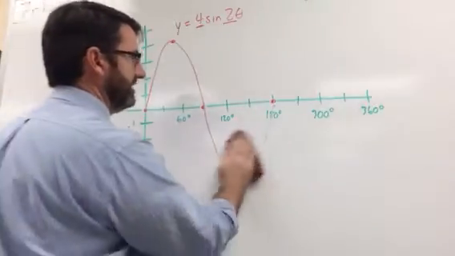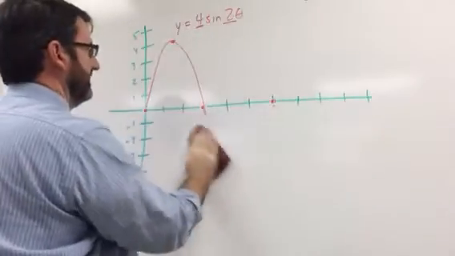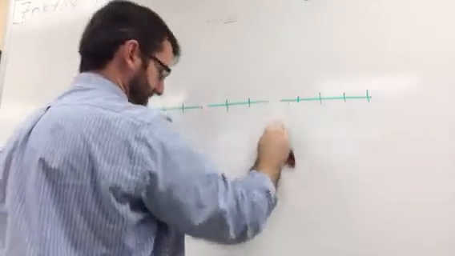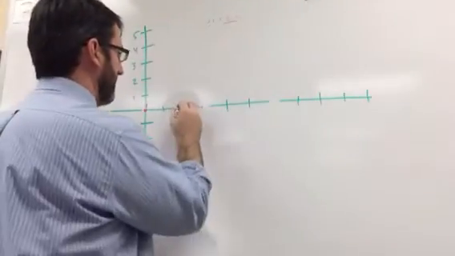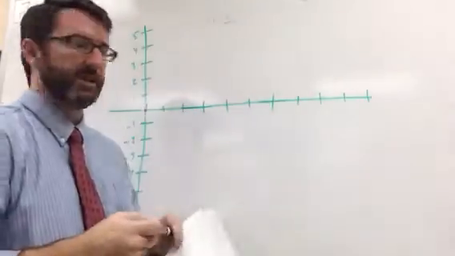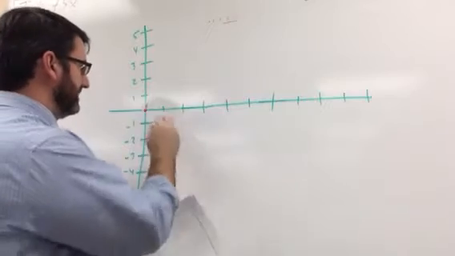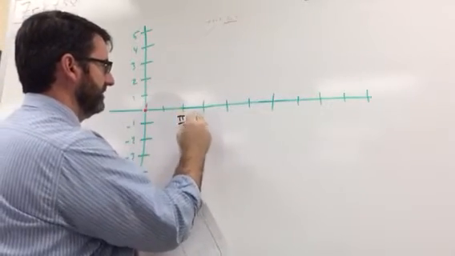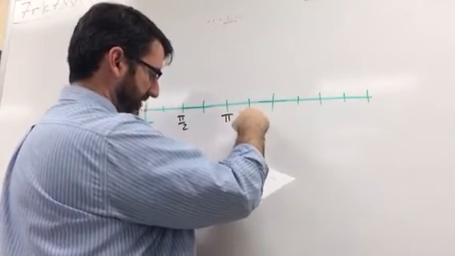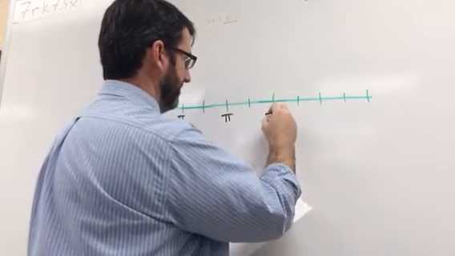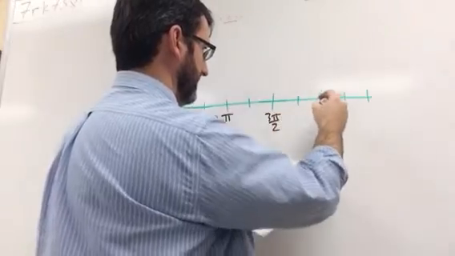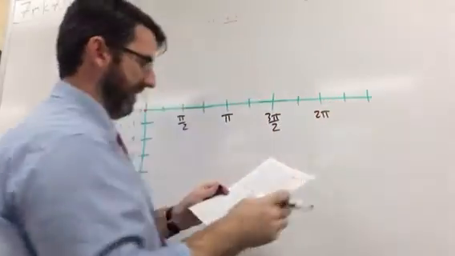All right, number 3 is in radians. So let me erase this and I'm going to put some different labels on here. Instead of labeling this with degrees, we're now going to label this with radians. So this will be pi over 4, pi over 2, 3 pi over 4, and then pi, and then 5 pi over 4. This would be 3 pi over 2. And then this would be 2 pi out here.